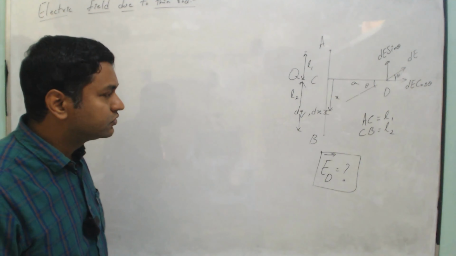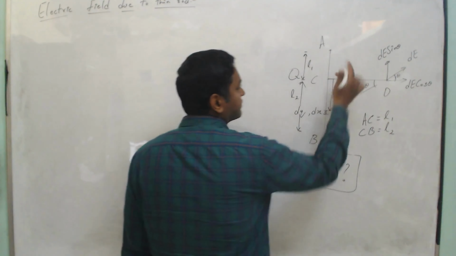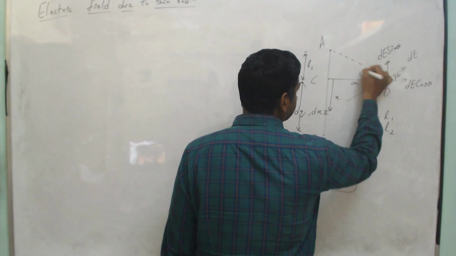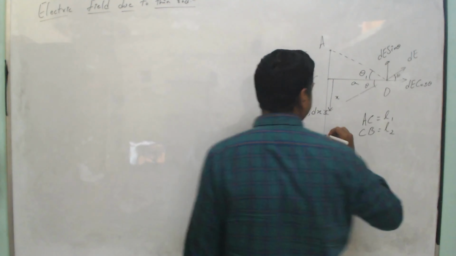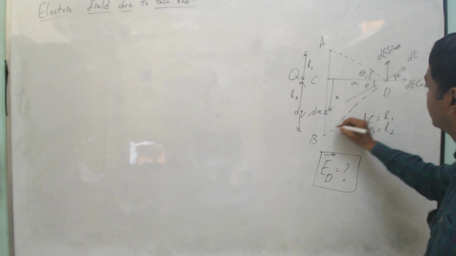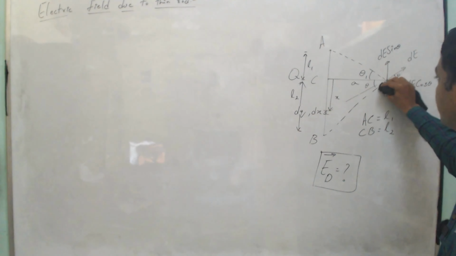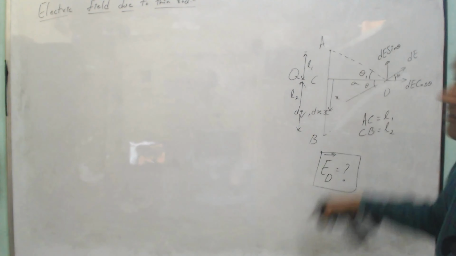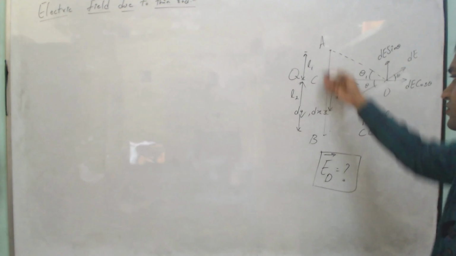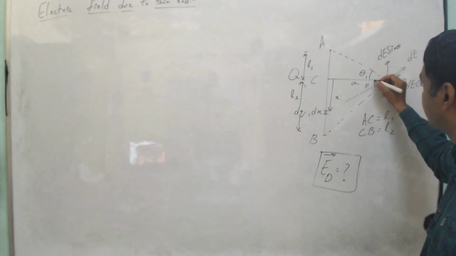Now, because all of these dimensions are already given, I will take this angle as theta 1 and this angle as theta 2. Are you getting my point? So the idea is we can talk of the total rod in terms of theta 1 and theta 2, or we can talk in terms of L1 and L2. Correct?